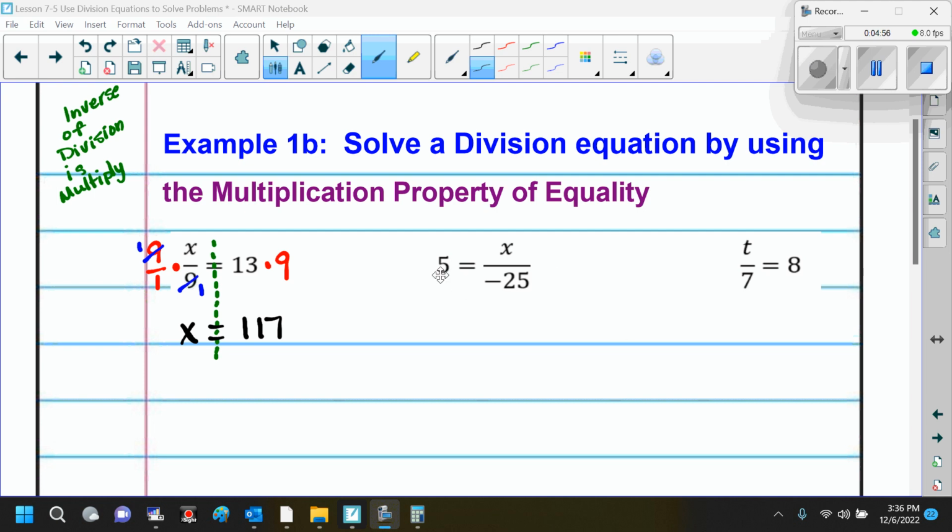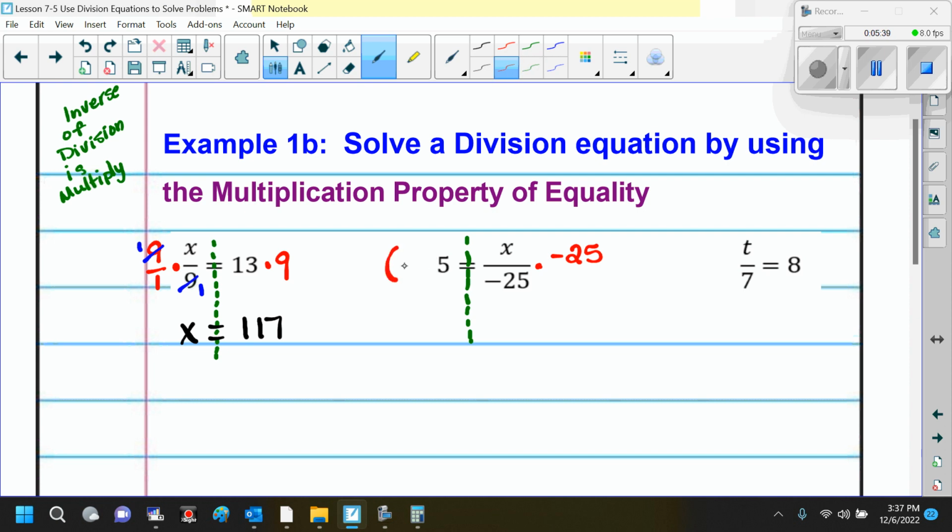So here we've got 5 is equal to x divided by negative 25. And again, we are going to cover up what we're solving for. So that means we want to get rid of that negative 25, okay? This is a division equation, so that means we're going to do the inverse operation, which is multiplication. And we're going to multiply by the number that we want to get rid of. So we're going to multiply times negative 25. And if I multiply by negative 25 on one side, I have to multiply times negative 25 on the other side.